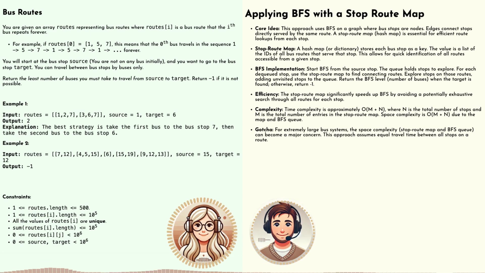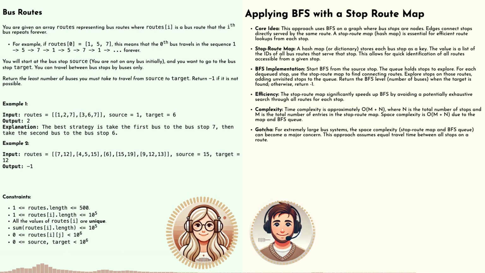Instead of checking every single route combination, we can use this map to jump directly to the routes that are actually relevant. So we're not wasting time with routes that don't even go near where we want to be. Exactly. That makes sense. So we start at our source stop.